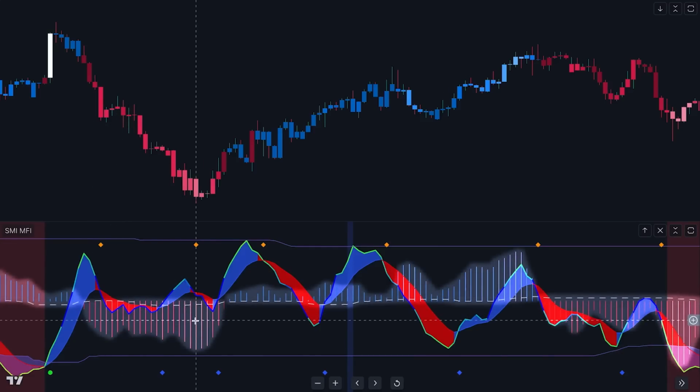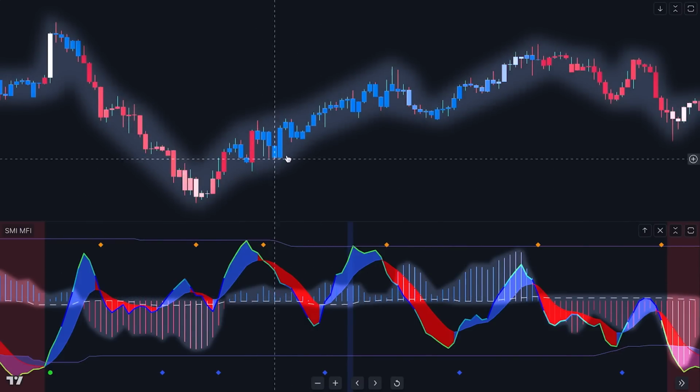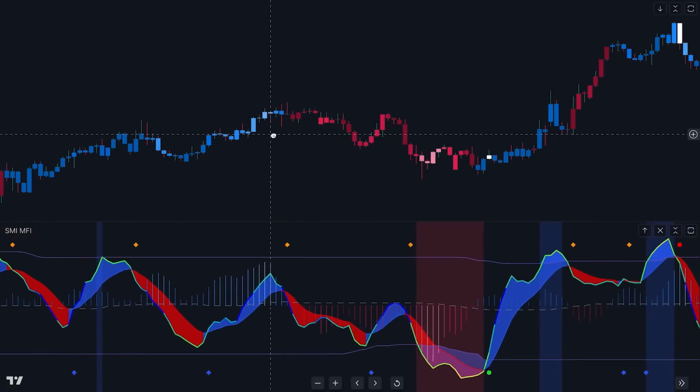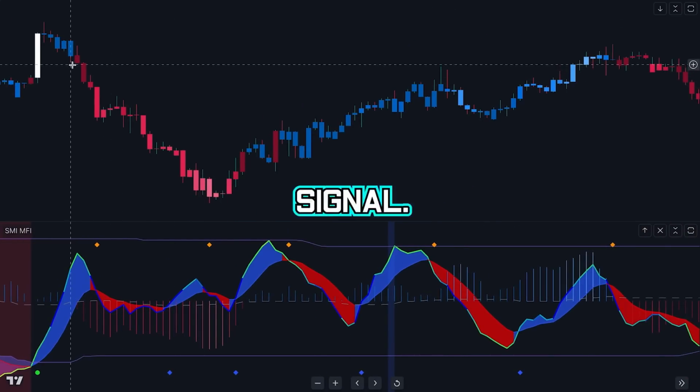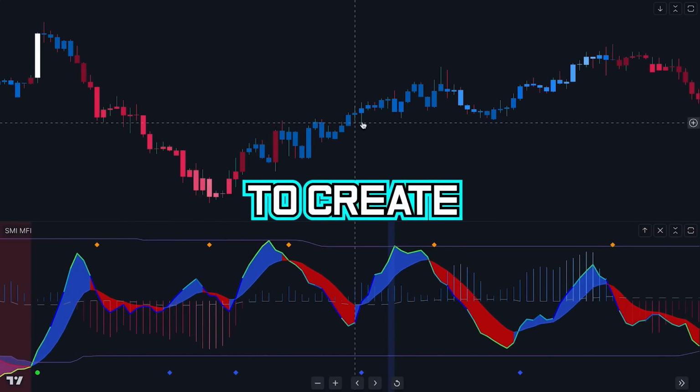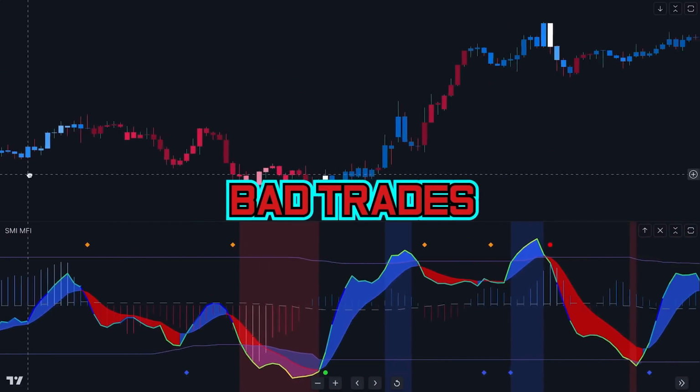Moving on, we now have the SMI ergodic indicator. This is used to gauge the buying and selling pressure in the market, and the candles by default are colored based on this aspect of the indicator. This aspect of the indicator is not to be used as a direct buy or sell signal, however, it can be used to create confluence and filter out bad trades.